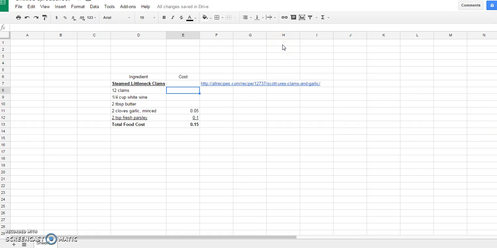Now, as you can see here, I chose our recipe of steamed littleneck clams to price out. And that includes 5 different ingredients. The recipe was obtained from allrecipes.com. And I'm going to show you how to price it out here.